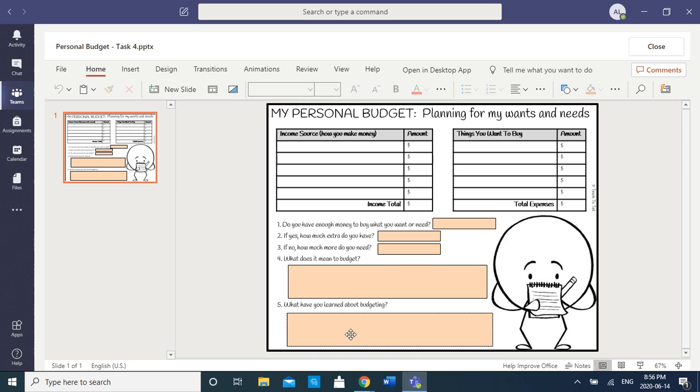And that is your task for this week. You just have the one slide. So once you have all of these filled in, then you would be complete.